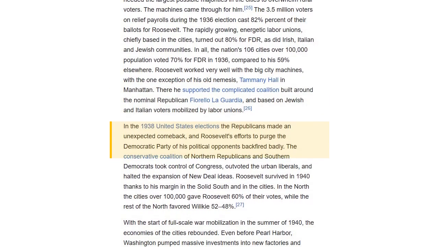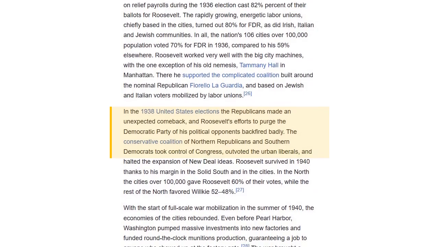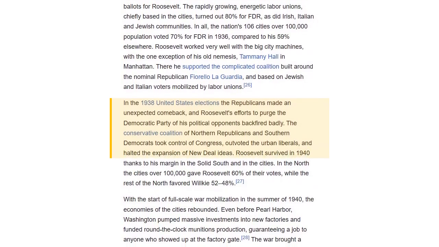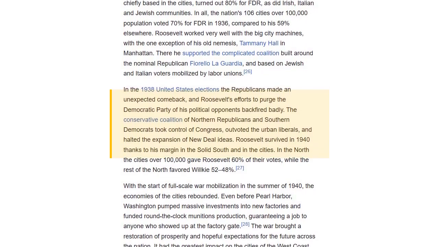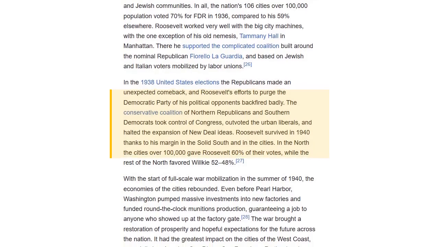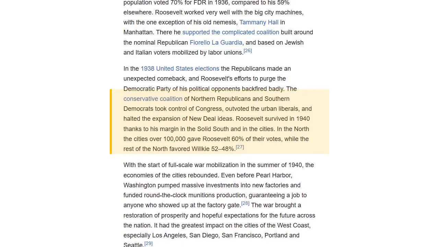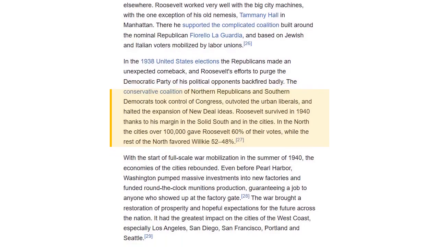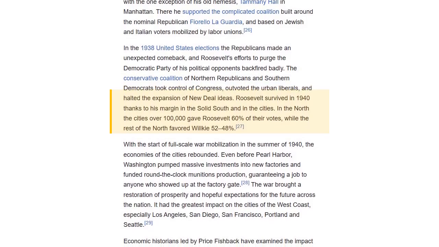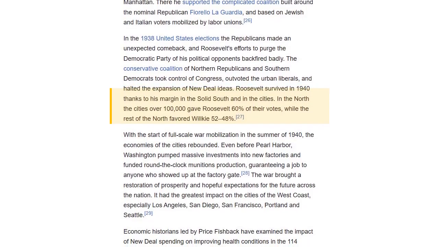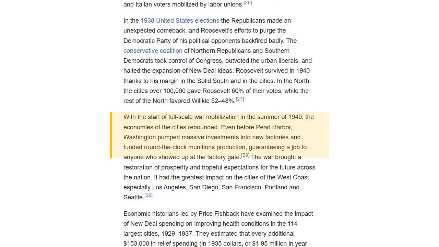In the 1938 United States elections, the Republicans made an unexpected comeback, and Roosevelt's efforts to purge the Democratic Party of his political opponents backfired badly. The conservative coalition of Northern Republicans and Southern Democrats took control of Congress, outvoted the urban liberals, and halted the expansion of New Deal ideas. Roosevelt survived in 1940 thanks to his margin in the solid South and in the cities. In the North, the cities over 100,000 gave Roosevelt 60% of their votes, while the rest of the North favored Willkie 52 to 48%.